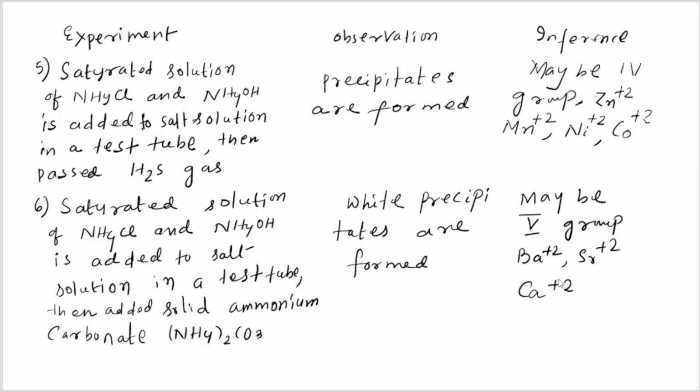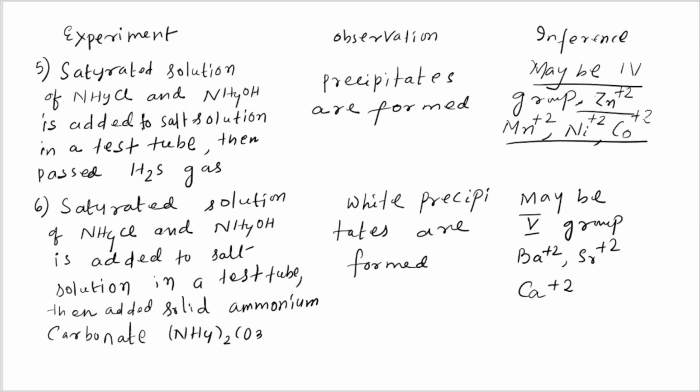Then a saturated solution of ammonium chloride and ammonium hydroxide, and then add ammonium carbonate when there is no precipitate after passing H2S gas. If after passing H2S there is no precipitate, then surely the fourth group is absent. Fourth group absent means zinc, manganese, nickel, cobalt +2 are absent.